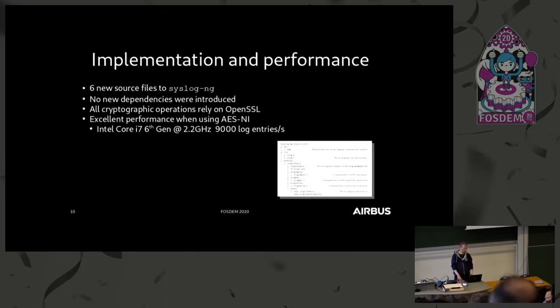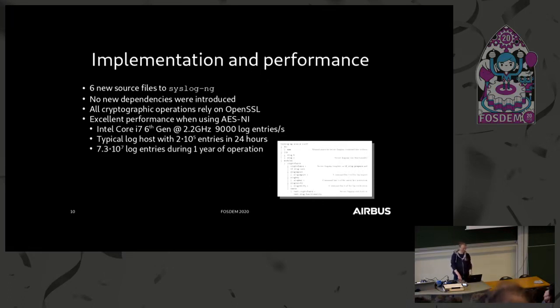Just to give you some numbers, on a development machine with these parameters, we were able to digest about 9,000 log entries per second, which is much more than we normally have in normal operation. A typical log host has about 200,000 log entries in 24 hours. That's what we have on a normal airplane. If you extrapolate this to 1 year, you will have about 73 million log entries per year. And still, we can do the key derivation in less than a second. So that's very, very efficient.